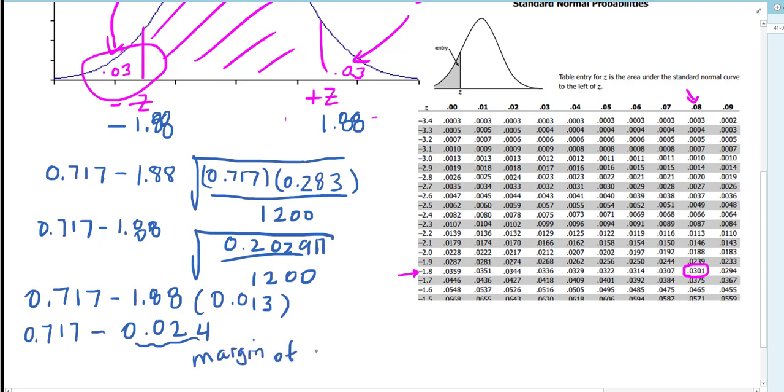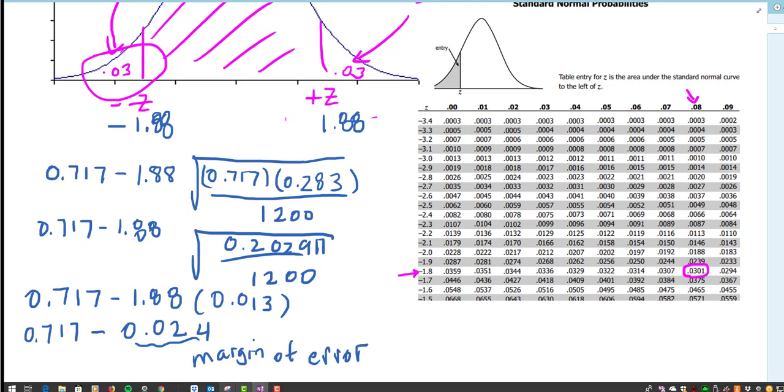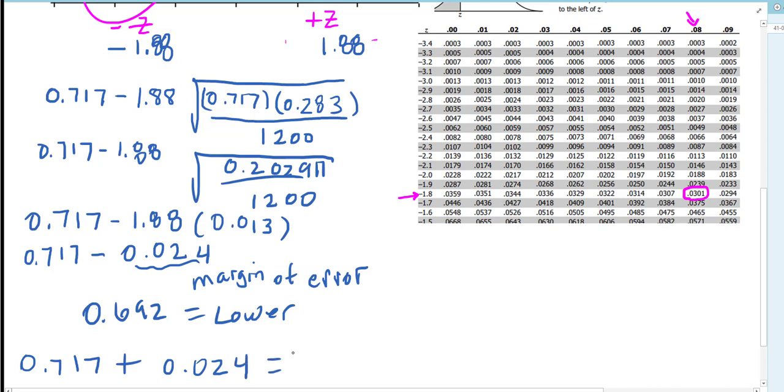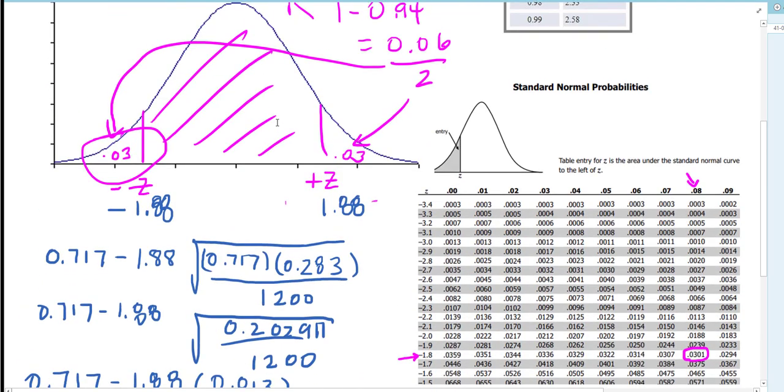You really like to do this in steps because now the upper bound will just be this value plus the margin of error. I take 0.717, subtract 0.0244, and get 0.692 for the lower. Then the upper, since I found the margin of error, is simply plus the margin of error. I take 0.717 and add 0.024 and I get 0.741. You should go back up to your graph so you understand what you're doing. We're making a confidence interval around this sample proportion, 0.717. We got the low value to be 0.692 and the high value to be 0.741.